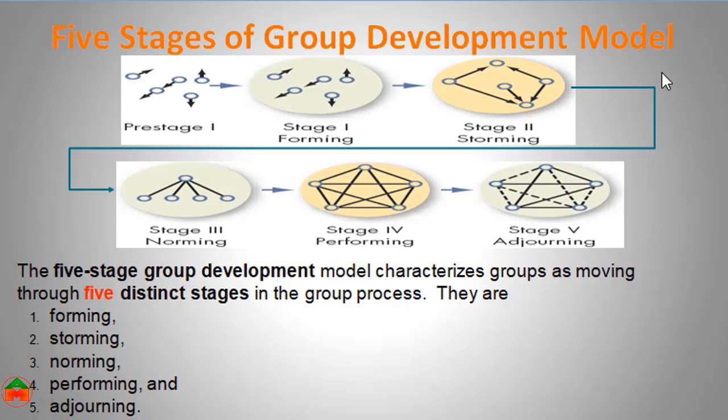5 stages of group development model. The 5 stages of group development model characterizes groups as moving through 5 distinct stages in the group process. They are pre-stage 1. In the pre-stage 1, they are scattered, but in the first stage, they try to form their group, and the second stage is storming, and the third stage is norming, and the fourth stage is performing, and the final stage is adjourning.